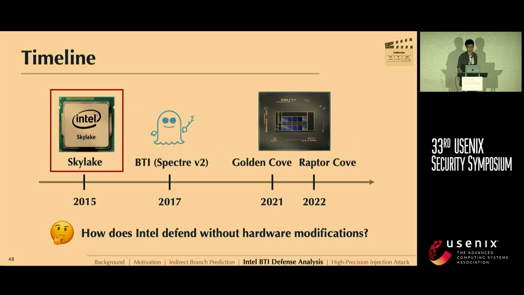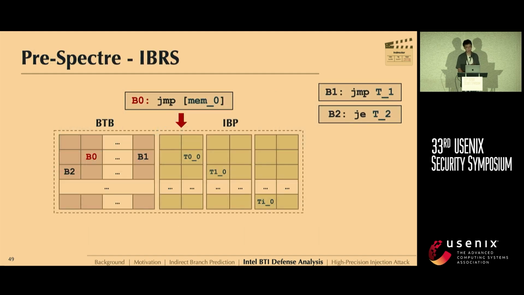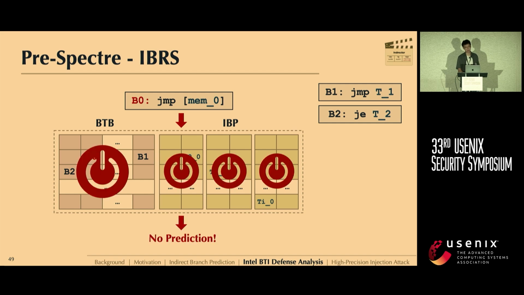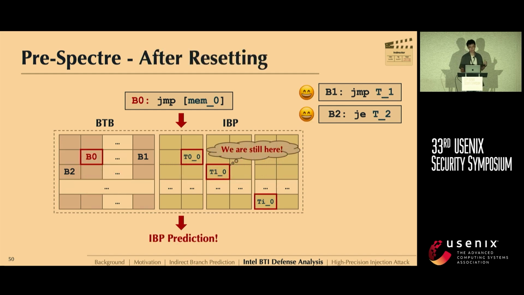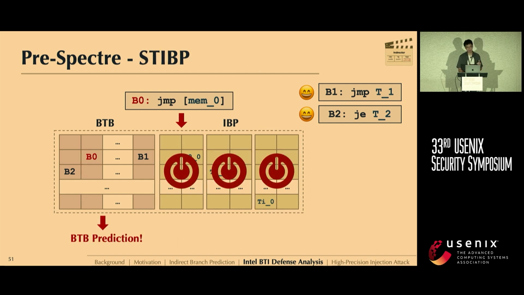First, how does Intel defend without any hardware modifications for a pre-Spectre CPU? We found once triggered, IBRS on Skylake turns off the indirect branch prediction, while maintaining prediction for direct and conditional branches. Once it is reset, previously allocated entries are still there and still visible to indirect branches. STIBP only disables the IBP. The prediction is always made from the BTB. The other 2 types remain unimpacted.